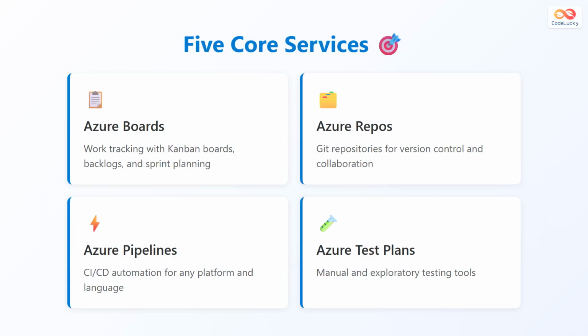Azure DevOps consists of 5 core services that work together seamlessly. First, Azure Boards provides work tracking capabilities with Kanban boards, backlogs, and sprint planning tools. Second, Azure Repos offers Git repositories for version control and team collaboration. Third, Azure Pipelines delivers continuous integration and continuous deployment automation that works with any programming language or platform. And fourth, Azure Test Plans provides comprehensive manual and exploratory testing tools to ensure your applications work correctly.